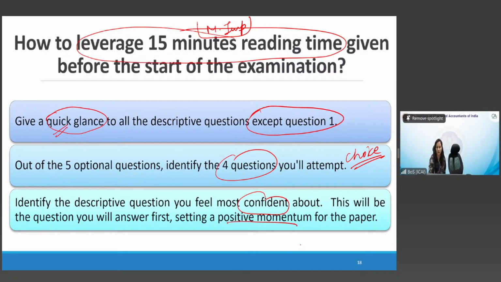You are able to save time, and your confidence level boosts if you write the first question which you know the best. And it is also positive for the examiner who is going to check your answer sheet.